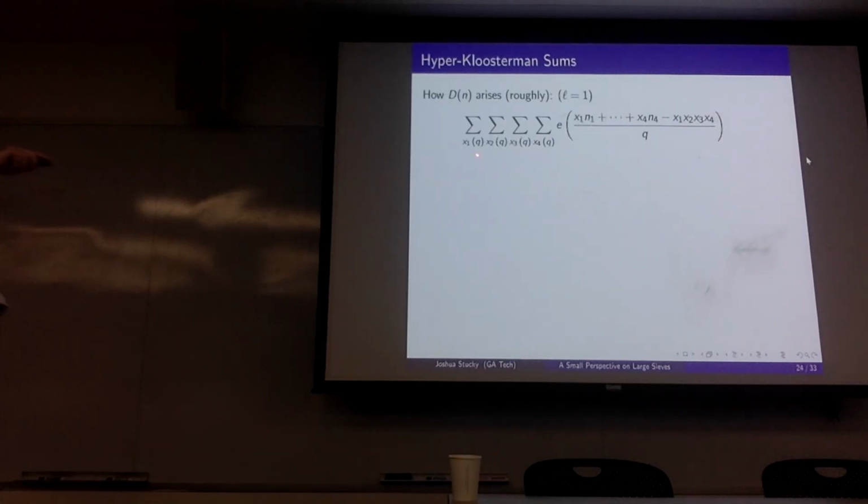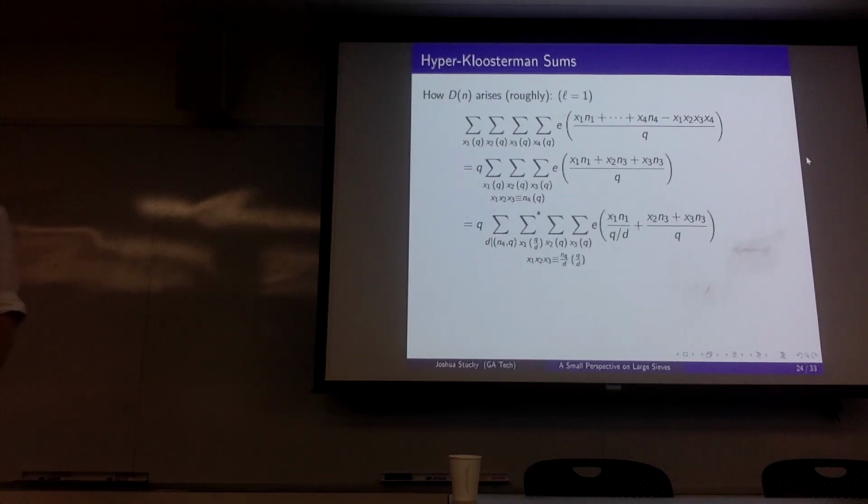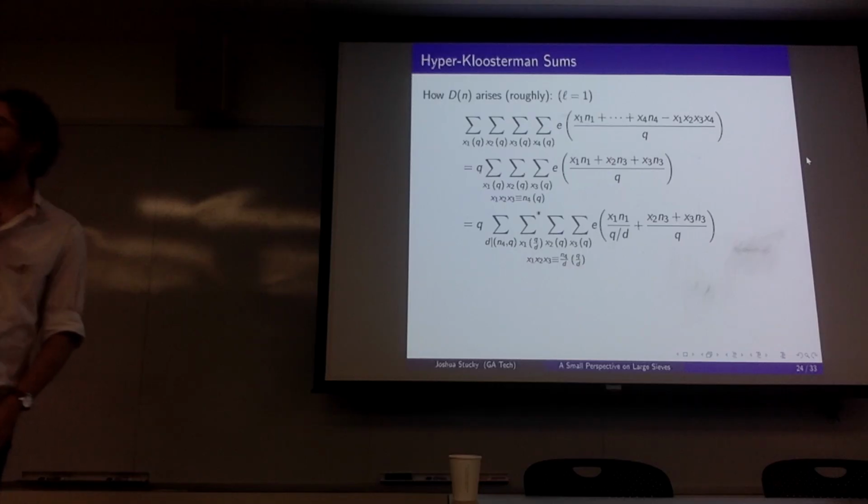So here's my hyper-Kloosterman sum. And here I'm just going to fix some factorization of n into 4 pieces. I'll also fix, let's just consider the case L equals 1 to simplify the notation a little bit. So let's apply character orthogonality in X4, and then it'll kick out this congruence condition. And I would like to reduce this to coprime residues in an attempt to eventually apply the additive large sieve.